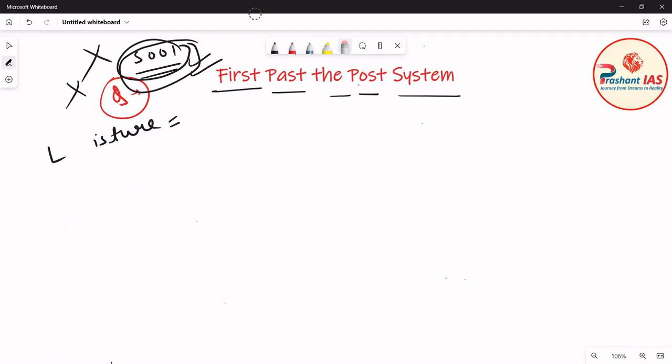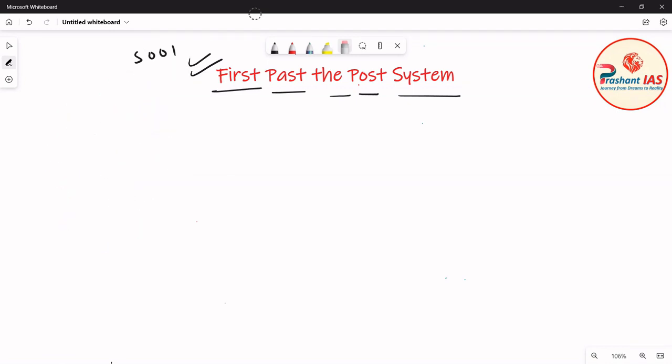After listening to the advantages and disadvantages of this system, you will all be able to answer one question very easily, and it will be your duty to answer it: why has India adopted the first past the post system for the Lok Sabha and the legislative assemblies in the states? This is a very important question, and you will be able to solve it easily after going through the advantages and disadvantages of the first past the post system. So first of all, let us discuss the advantages.